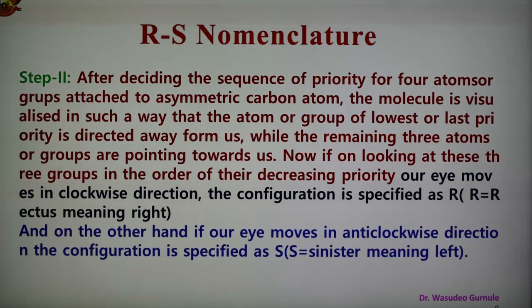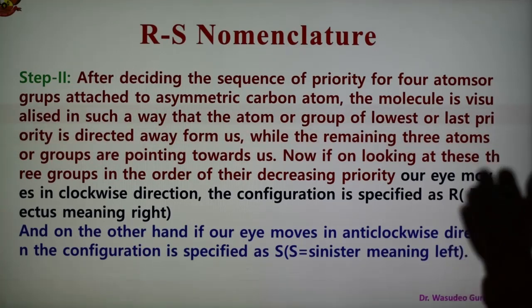Now if we look at these 3 groups in order of their decreasing polarity, and our eyes move in a clockwise direction, then it is R; if anti-clockwise, then S. So the fourth one, the lowest polarity, is away from us, and we have to see the 3 atoms: highest polarity, then second, then third. When we move our eyes according to decreasing polarity, 1, 2, 3, if our eyes are moving clockwise, then R. If our eyes are moving anti-clockwise, then it is S.